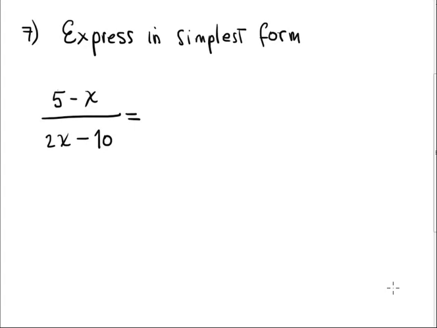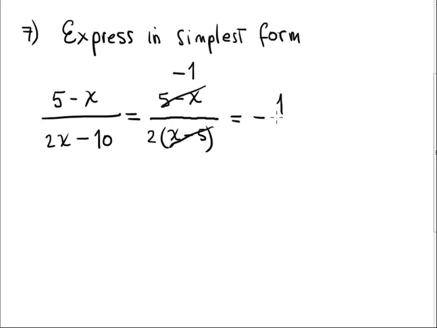Okay, number 7 is expressed in simplest form, a simplification of this rational expression. As always, when you want to simplify a rational expression, you do the factorization. This stays the same, but the common factor in the bottom is 2. We have x minus 5. Wow, you see in this case 5 minus x and x minus 5, they are brother and sister, and you cancel out. And remember, you put the extra negative 1, and the answer is negative 1/2. The answer is negative 1/2.